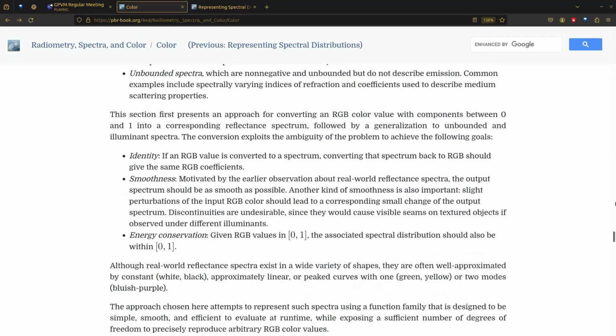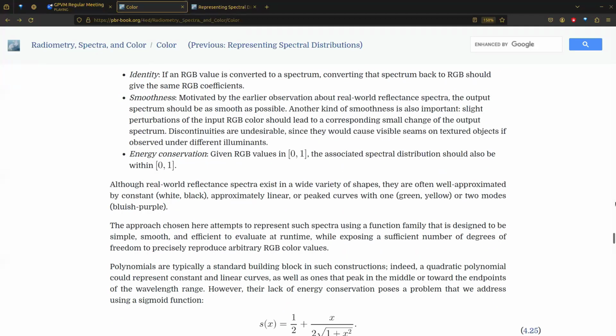So, the spectrum section first presents an approach for converting an RGB color value with components between 0 and 1 into a corresponding reflecting spectrum, followed by a generalization to unbounded and illuminant spectra. Conversion exploits the ambiguity of the problem to achieve the following goals. So, identity property: if an RGB value is converted to a spectrum, converting that spectrum back to RGB should give the same RGB coefficients.